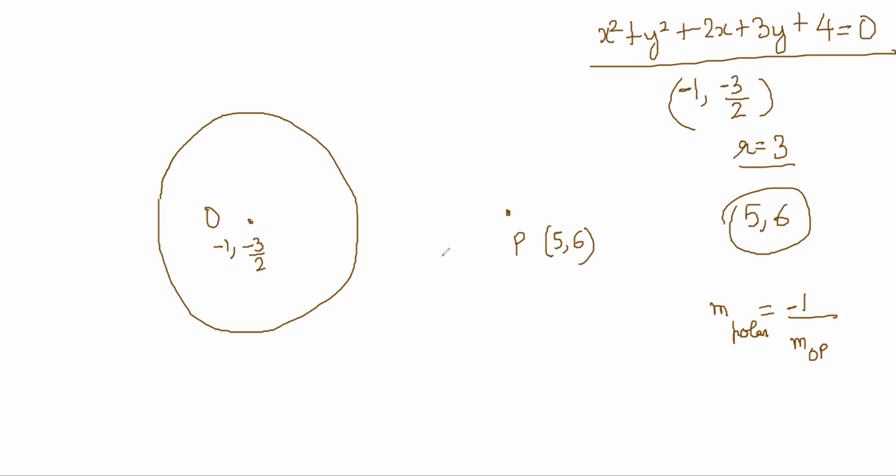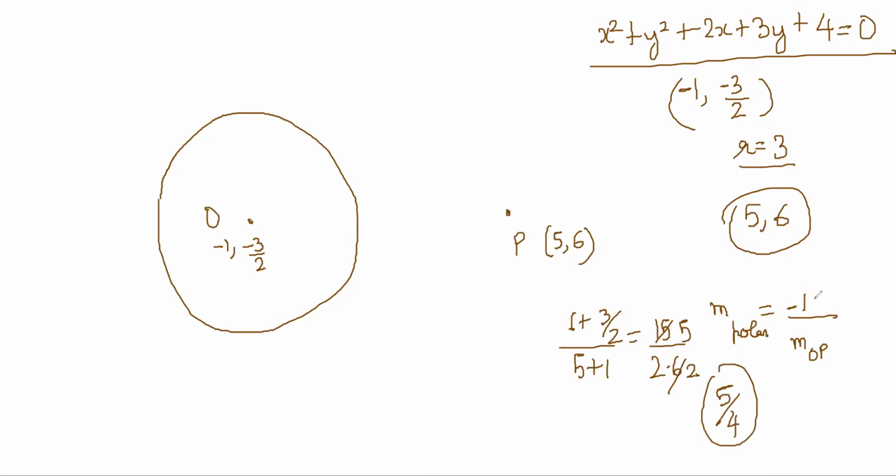The slope of this line OP is 6 minus minus 3 by 2, so 6 plus 3 by 2, by 5 plus 1, right? So this is 12 plus 3, 15 by 2, and 6, so 5 by 2. So 5 by 4 is the slope of this line, so it is -4 by 5. The slope of the polar is -4 by 5, right?